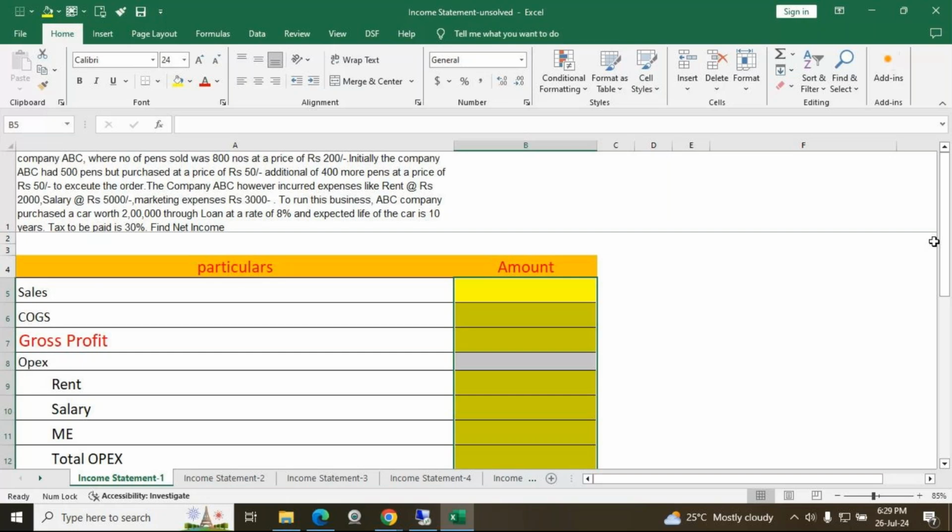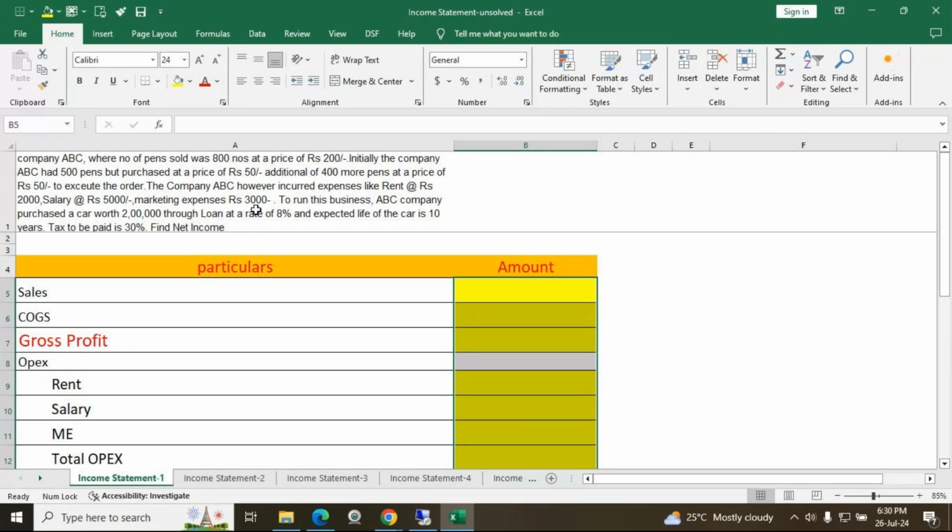Ma'am, please give 2 minutes. Yes, someone else? Ma'am, I was doing it, but I'm not understanding what this OPEX is. Operating expenses. Operating expenses means things like rent, salary, marketing expenses. The total of those is the operating expenses. See, individually they have given rent 2000 rupees, salary 5000 rupees, marketing expense 3000 rupees. So these are the operating expenses.